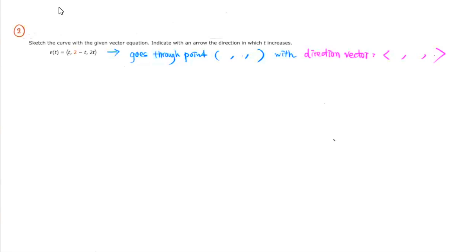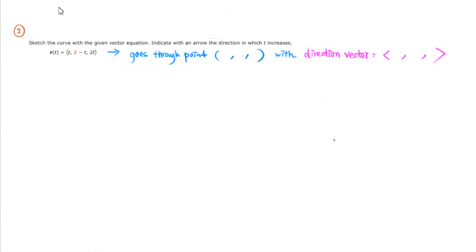But how do we draw it? To draw this, you can draw the coordinate axes: x, y, and then z. We're going to locate this point first, 0, 2, 0. Say this one is 2 on the y-axis. So that's the point 0, 2, 0. Now it's going to have this direction, 1, negative 1, 2.